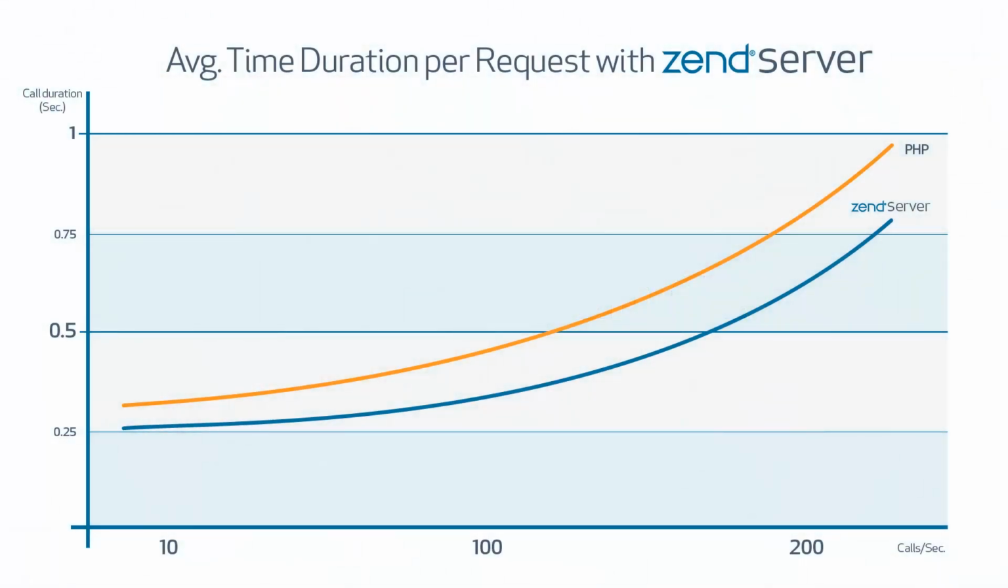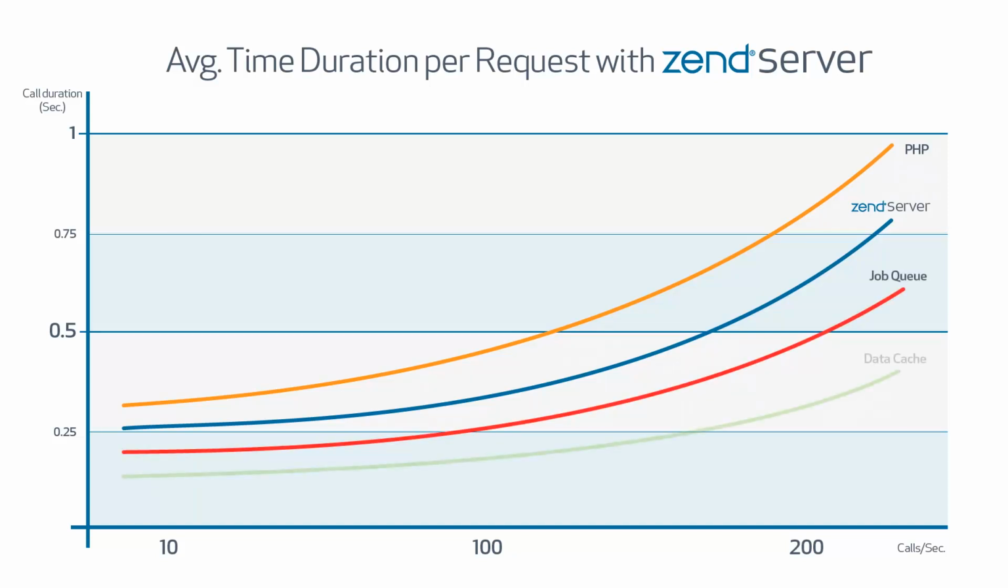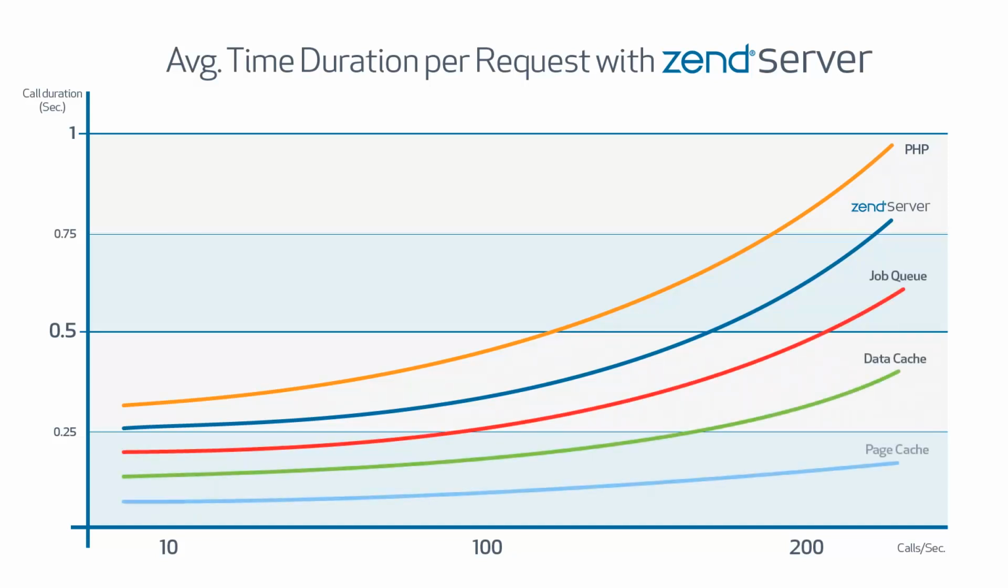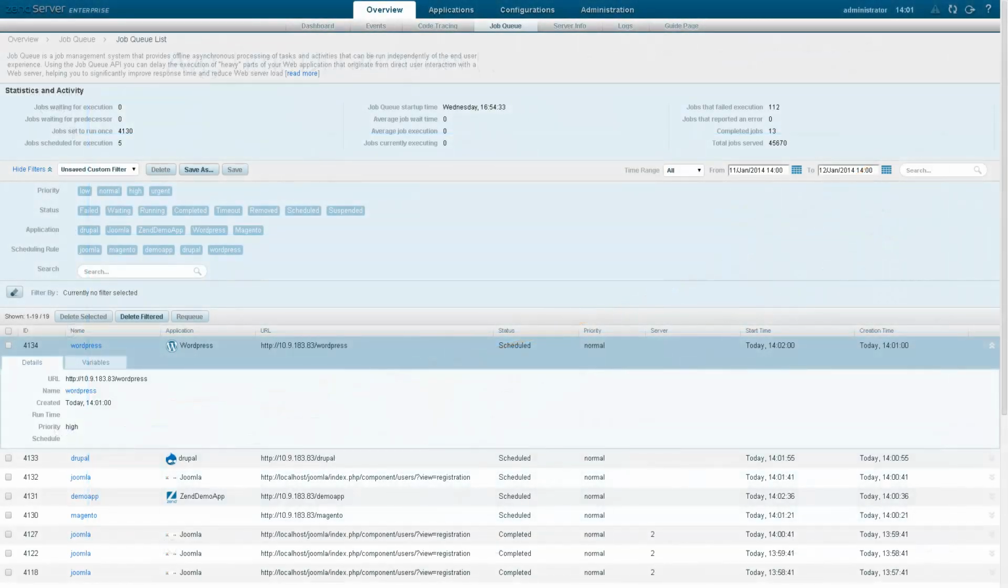Once deployed on Zend Server, your app will begin to run faster. Using the technology supplied with Zend Server, you can further improve your application's response times and minimize resource utilization. Running asynchronous jobs using Zend Job Queue delays the execution of heavy parts of your application and improves the response time and the load on your web server.